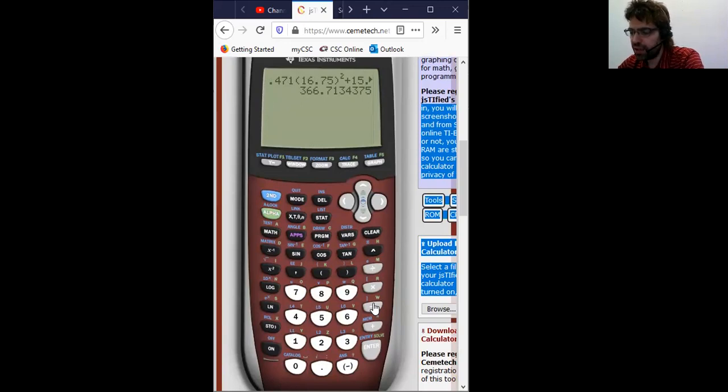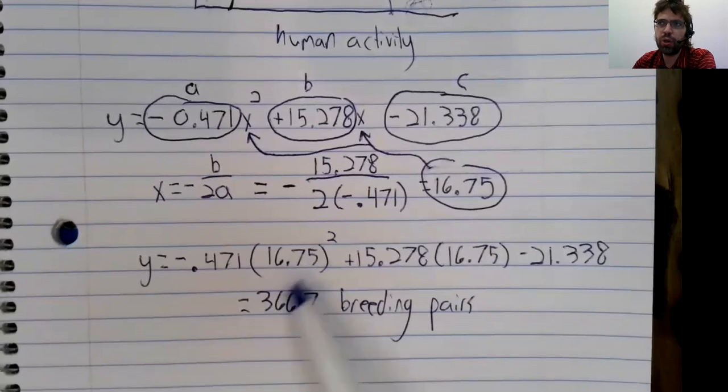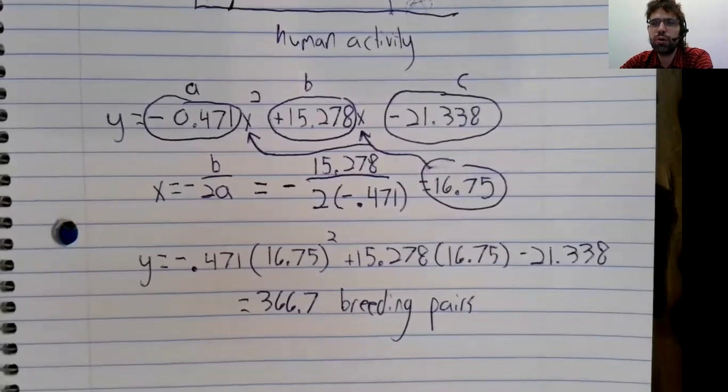The actual sparrow population will be higher than that. I mean, these are pairs, so each of these corresponds to 2 sparrows, and we are not counting chicks or birds that aren't breeding. But here's our answer.